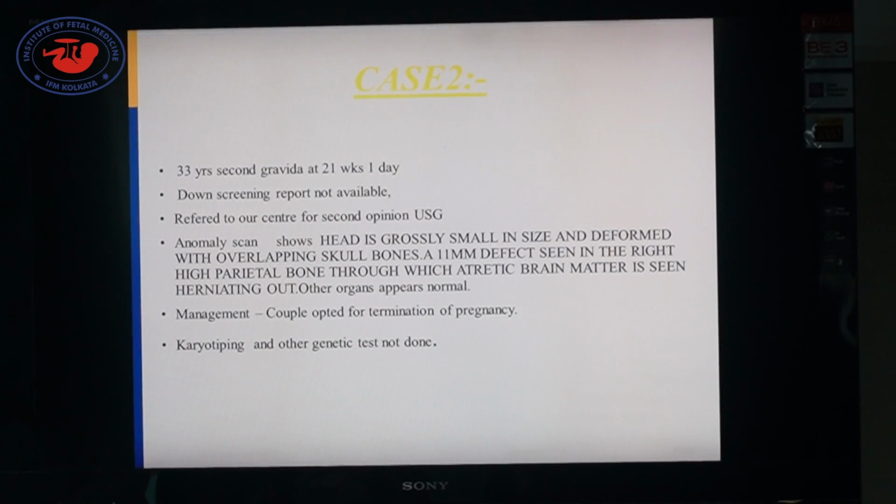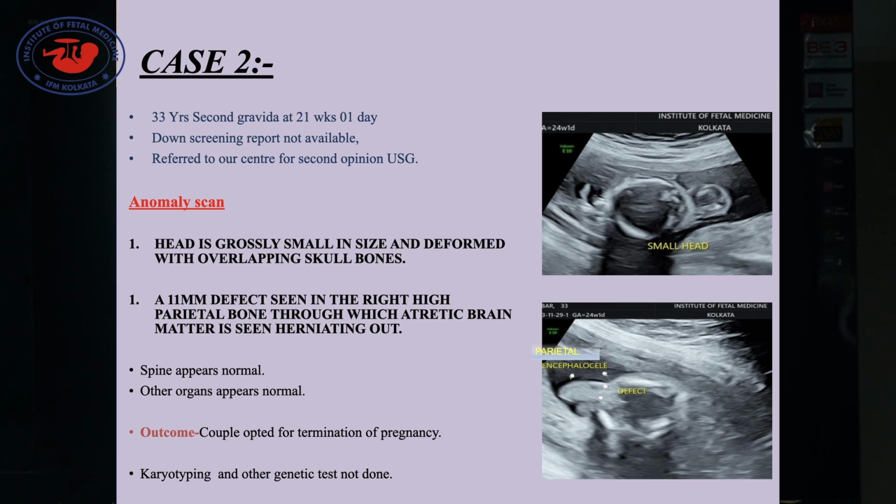In the second case, a 33-year-old second gravida at 21 weeks 1 day of gestation came to our clinic for a second opinion ultrasound. Her down screening report was not available. The anomaly scan showed the head is grossly small in size and deformed with overlapping skull bones. A small 1 mm defect is seen in the right high parietal bone, through which atretic brain matter is herniating out. Other organs like the spine and renal pelvis appear normal, and the cardiac image is also normal.